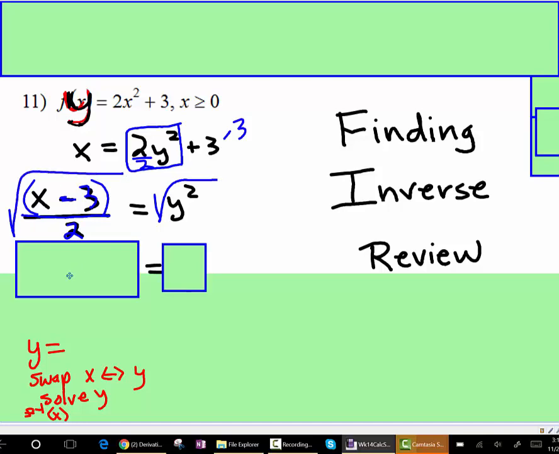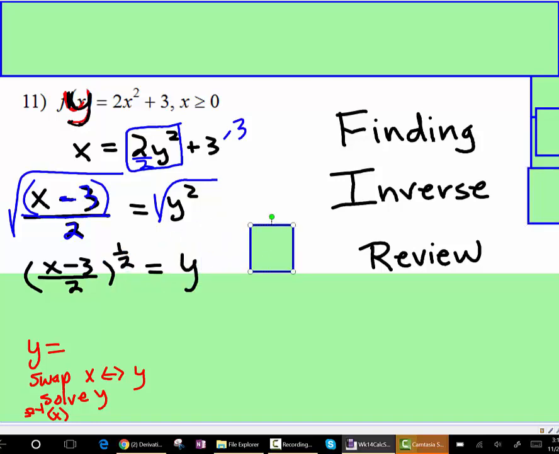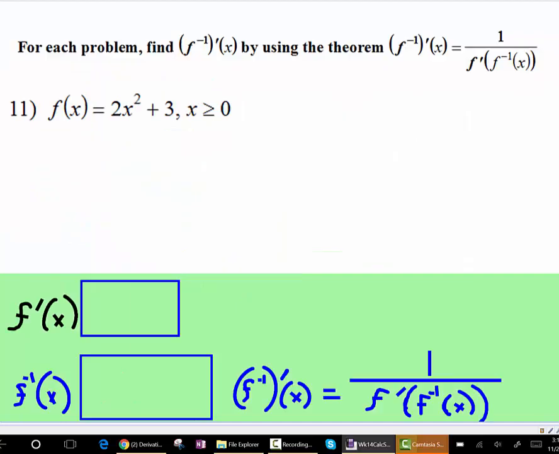But here's a tip. Instead of writing it as the square root, I would write it as parentheses to the raised 1/2 power. And then you can rewrite that just like that. All right, so we're going to come over here, and this makes your life easy if you follow these steps. So here's the original function.